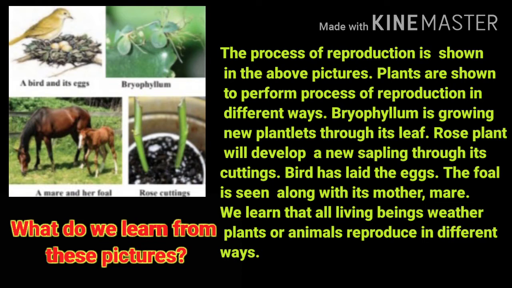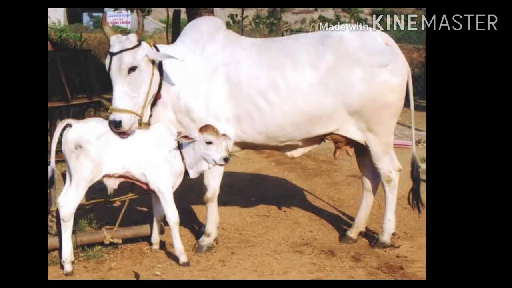Bird has laid the eggs. The foal is seen along with its mother, mare. That means we learn that all living beings, whether plants or animals, reproduce in different ways. Living things produce other living things like themselves.